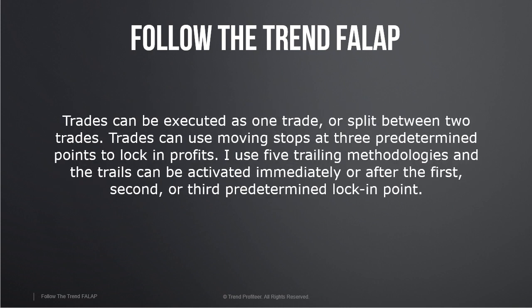Trades can be executed as one trade or split between two trades if you are able to do that with your broker. Trades can use moving stops at 3 predetermined points to lock in profits, and I use 5 different trailing methodologies, and the trails can be activated immediately or after the first, second, or even third predetermined lock-in point, which is usually what I do.